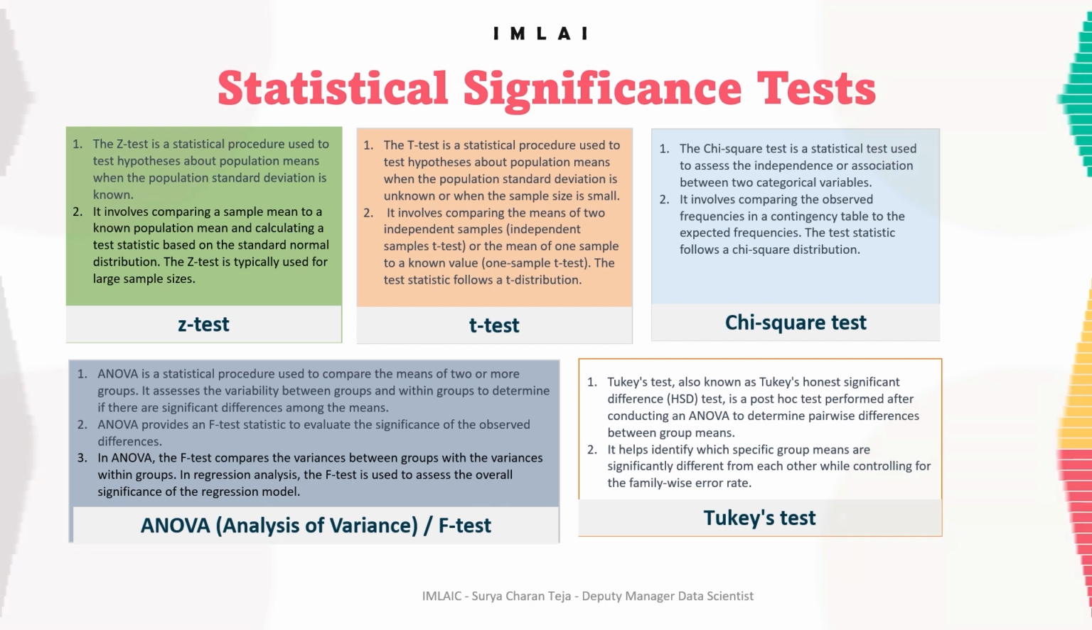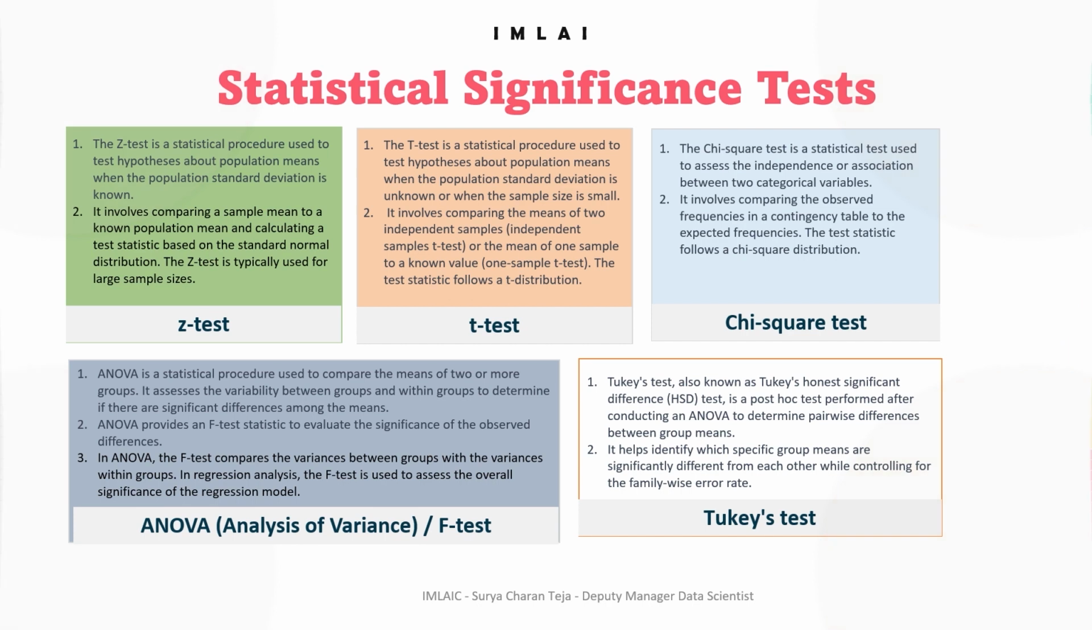Then ANOVA with the f-test. ANOVA is a statistical procedure used to compare the means of two or more groups. It assesses the variability between groups and within groups to determine if there are significant differences among the means. ANOVA provides an f-test statistic to evaluate the significance of the observed differences. In ANOVA, the F test compares the variances between the groups with the variances within groups. In regression analysis, the F test is used to assess the overall significance of the regression model. So with that, we have covered the Z test, T test, chi-square test, and F test.